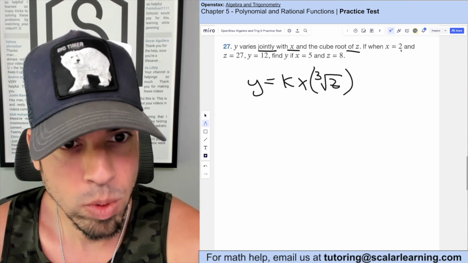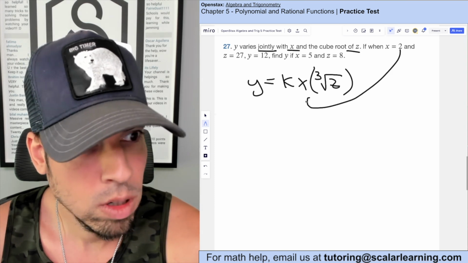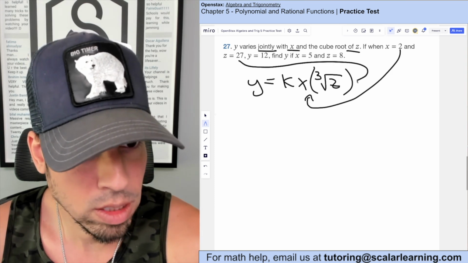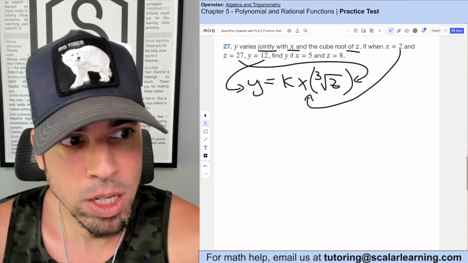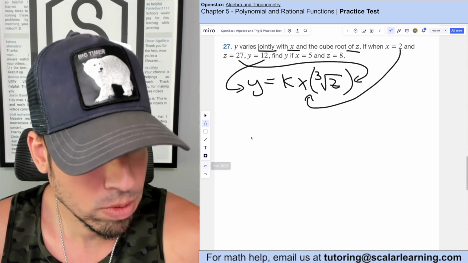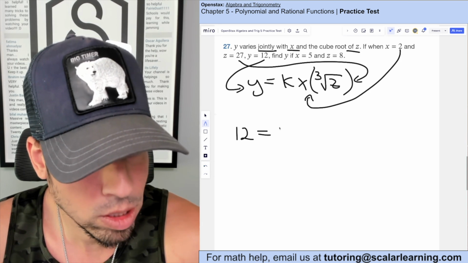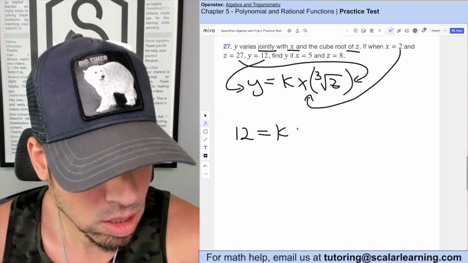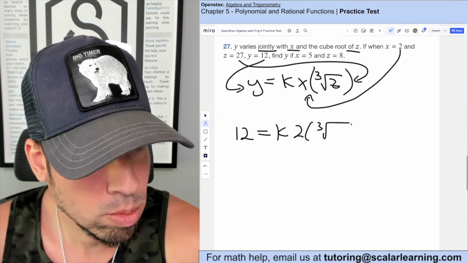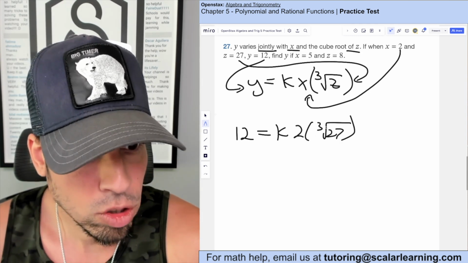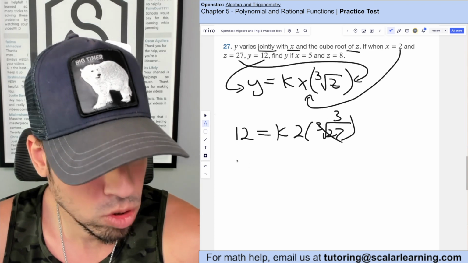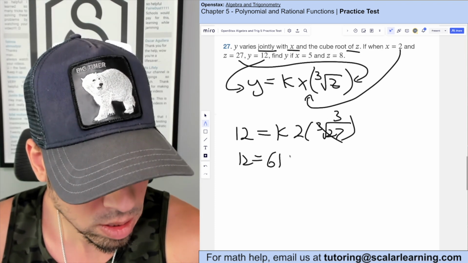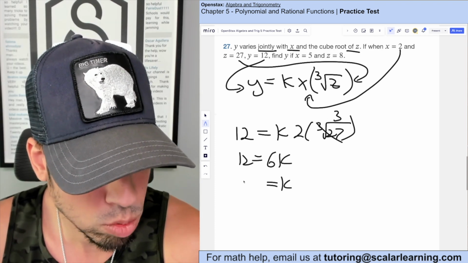And then it says when x equals 2 and z equals 27, y equals 12. So that information is good at the beginning because it's going to help us solve for that constant. So let's plug and chug. 12 equals k times x is 2, and then we got the cube root of 27. So the cube root of 27 is 3 because 3 times 3 times 3 is 27. 3 times 2 is 6. 12 equals 6k, divide by 6, k equals 2.